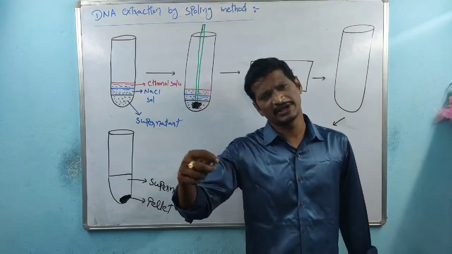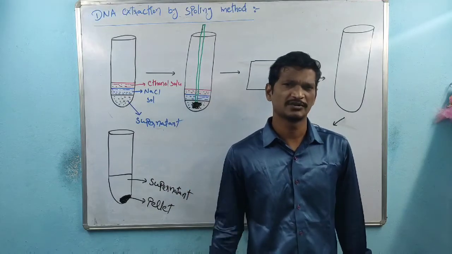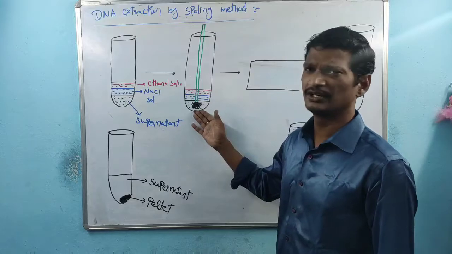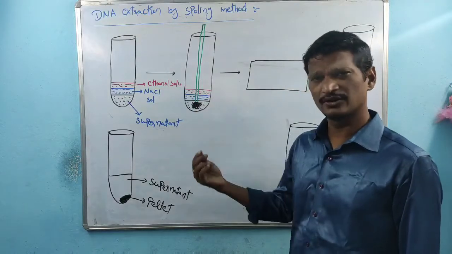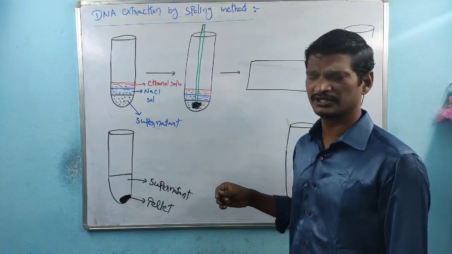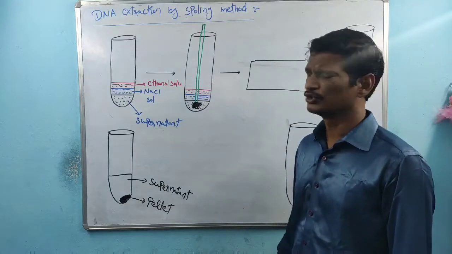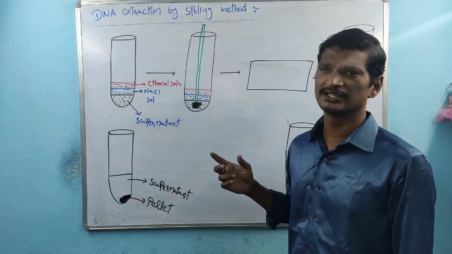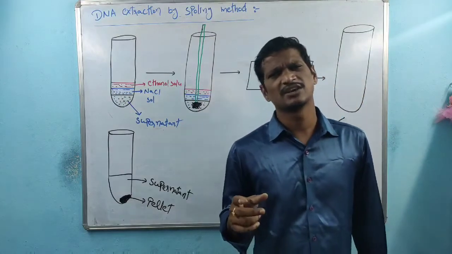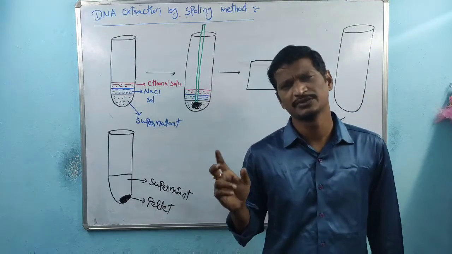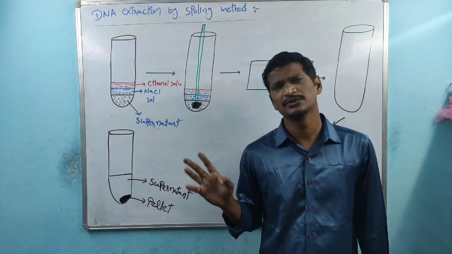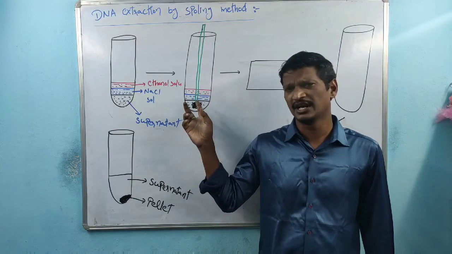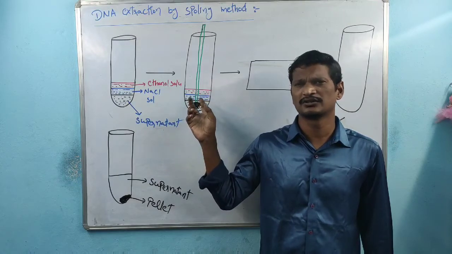So we are separating the DNA content only. All the remaining unwanted components are present here, but we have just taken the DNA out of the tissue. So this is a very simple method. We are adding two types of reagents: one is NaCl solution, the other is chilled ethanol or cooled ethanol. In the presence of these two reagents, the DNA is activated and the activated DNA attaches to the glass rod.